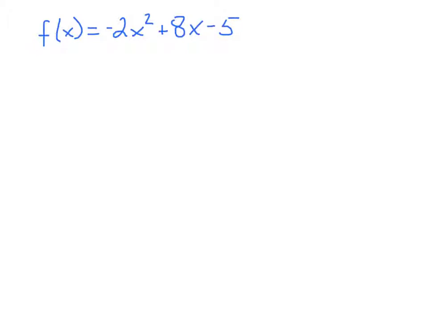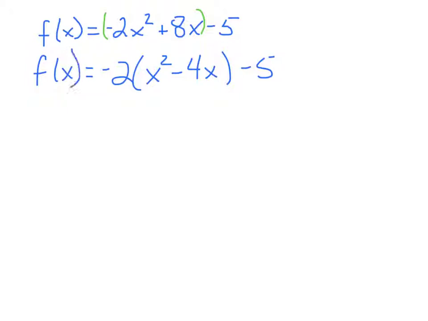So the first thing we're going to do is group these first two terms together, and I'm going to factor out a 2. In fact, I'm going to factor out a -2 here. So you have -2 on the outside. You're left with x squared minus 4x on the inside, and we're going to leave the 5 there.